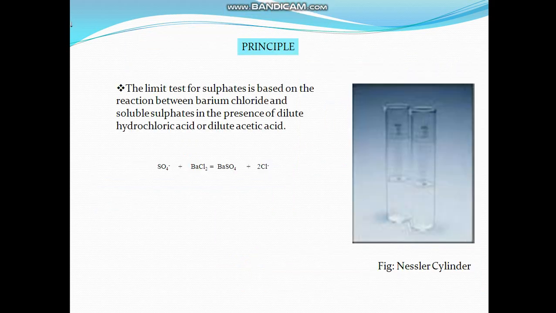What is the principle behind this limit test? The limit test for sulfate is based on the reaction between barium chloride and soluble sulfate in the presence of dilute hydrochloric acid or dilute acetic acid. This reaction results in formation of barium sulfate precipitate, which is not soluble. That means it is sparingly soluble in water. Therefore, it will produce a turbidity in this solution.